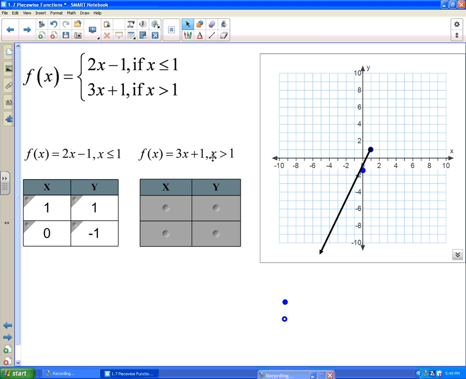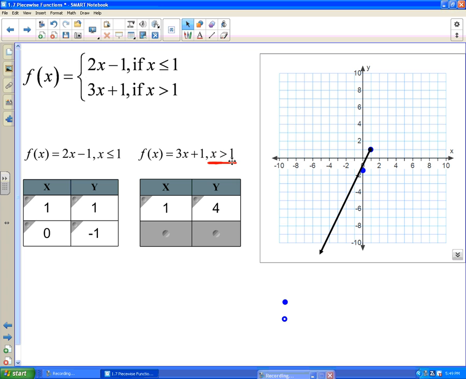Now let's look at the second function. Again, you pay attention to your boundary. This says this is true whenever x is greater than 1. So our first input will be the 1, so I input a 1. 3 times 1 is 3, plus 1 is 4. This is going to be a good indicator as to how to start building your table. So always begin by looking here at how the domain is stated.